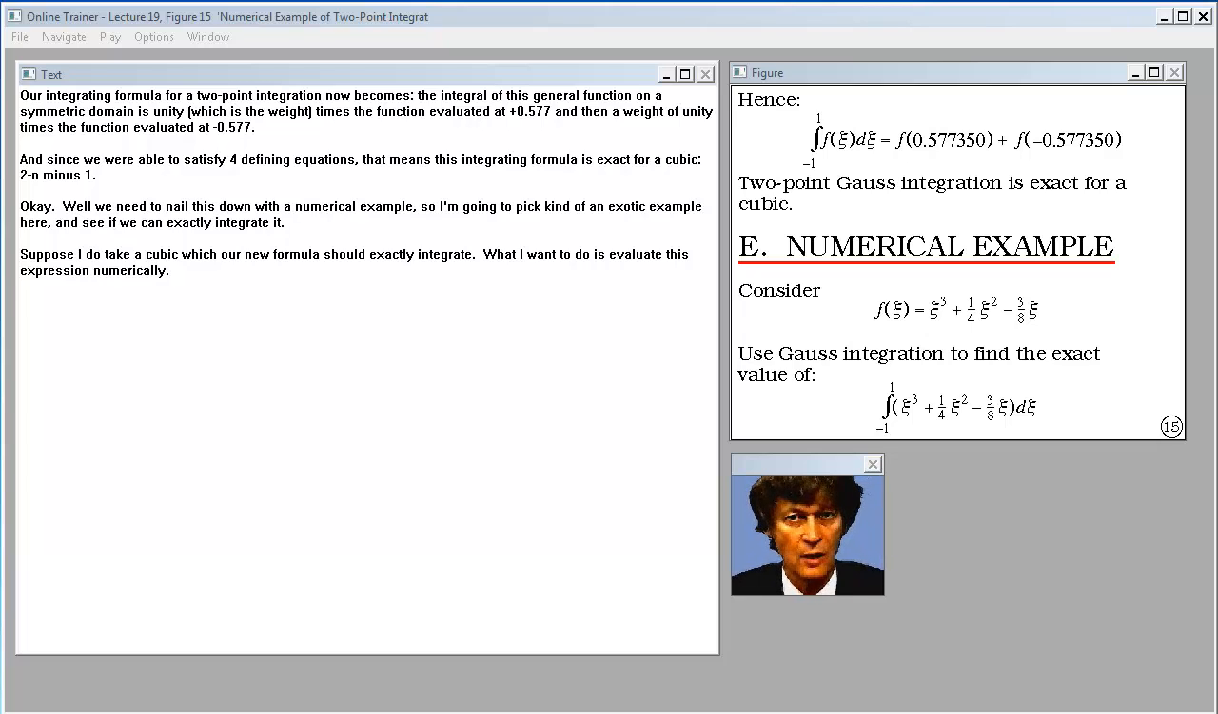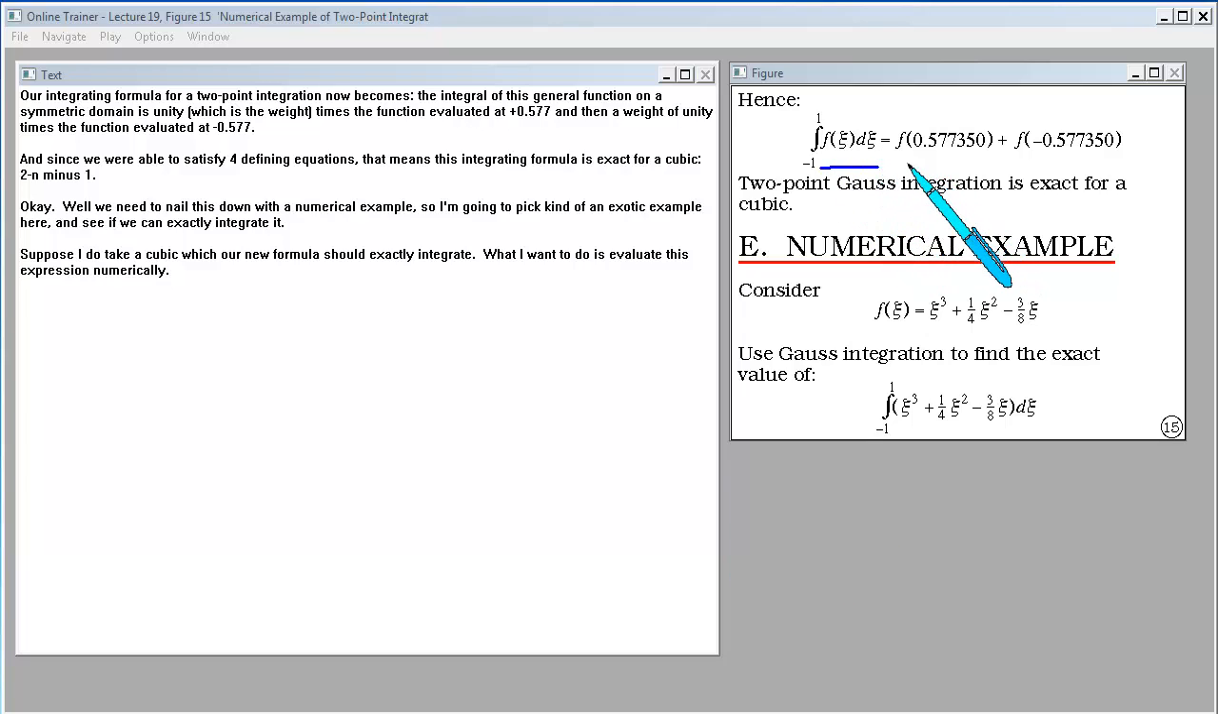Our integrating formula for a two-point integration now becomes: the integral of this general function on a symmetric domain is unity, which was the weight, times a function evaluated at plus 0.577, and then a weight of unity times a function evaluated at minus 0.577. And since we were able to satisfy 4 defining equations, that means this integrating formula is exact for a cubic, 2n minus 1.